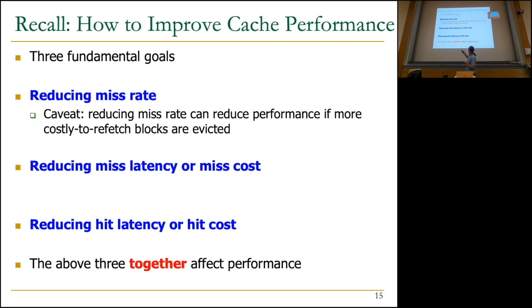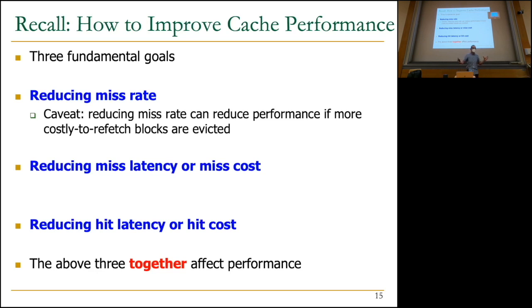Prefetching actually can reduce the miss rate by bringing the block earlier into the cache before the processor needs it. As a result, you don't get a miss on the block that you need because the prefetcher was smart enough to bring it into the cache before the processor or the program needed it.